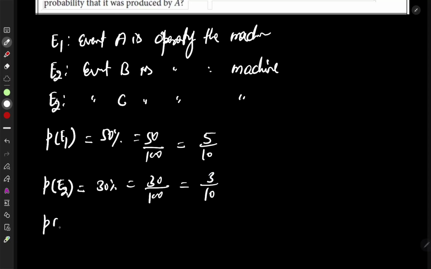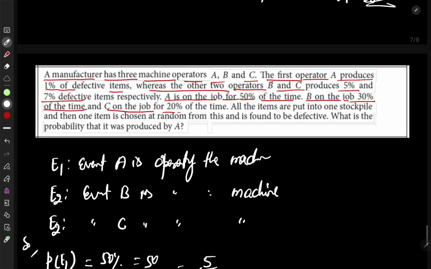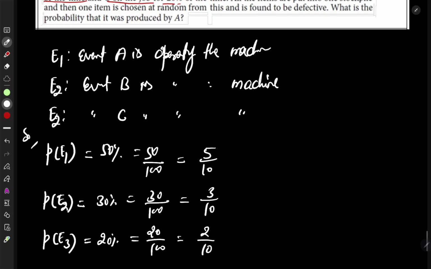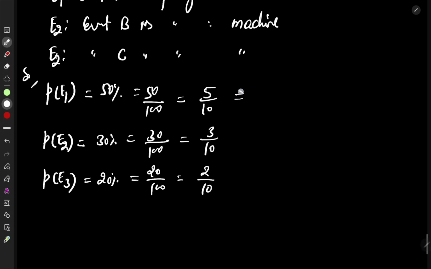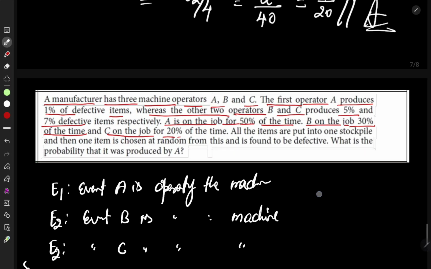And P of E3. So you can write P of E3 according to the question. It is saying it is only 20% available to operate the machine. 20 by 100 means 2 by 10. Now, if A is operating, then 1% defective items. Okay, 1% defective item. So if I am saying now, let E be the event that the produced item is a defective item. Let's read the question up to the end.